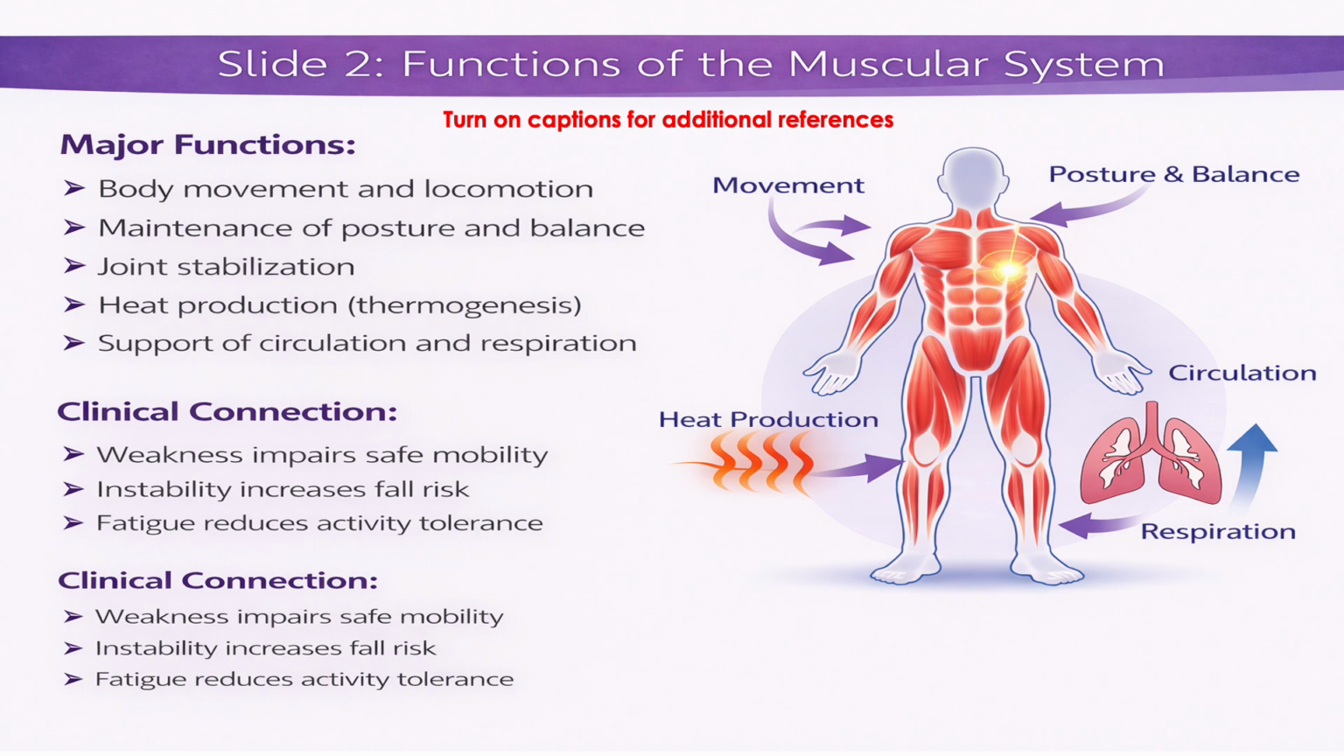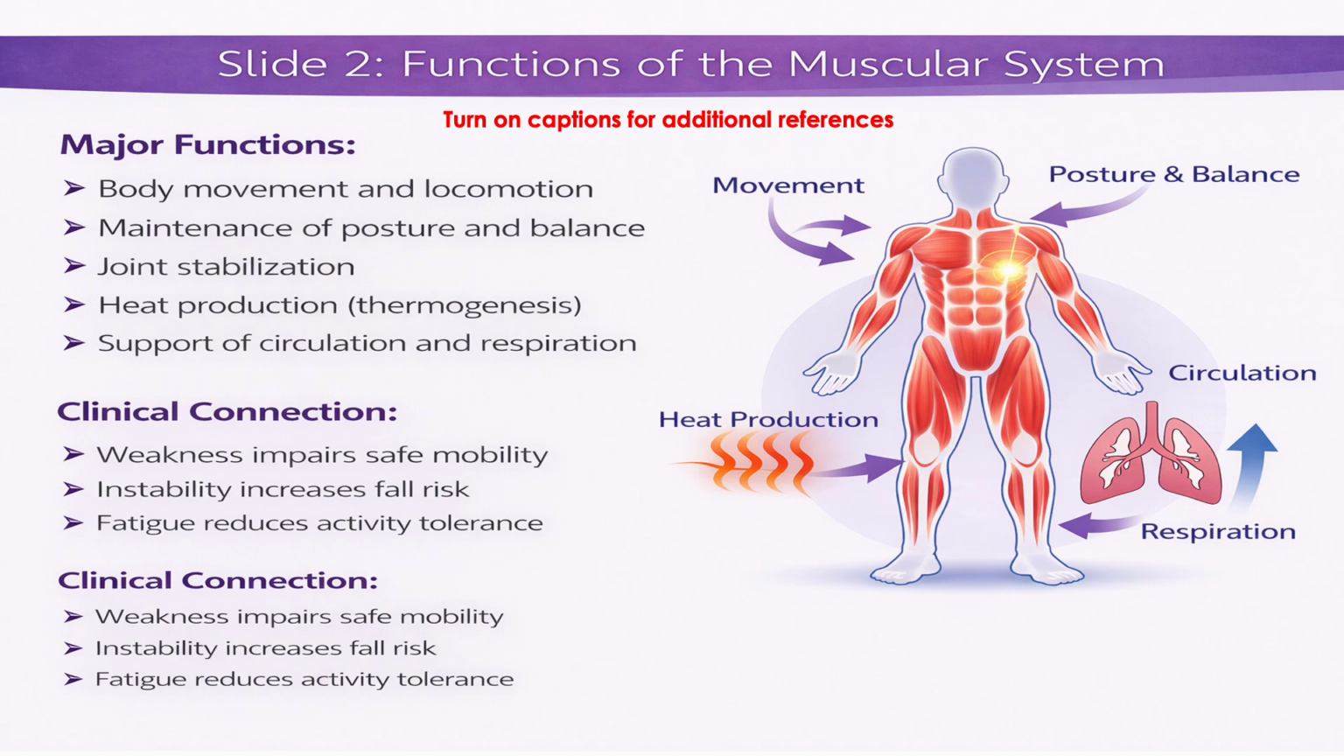The muscular system performs several essential functions that support both movement and physiological stability. Through coordinated skeletal muscle contraction, the body is able to generate controlled movement required for walking, transferring, and performing activities of daily living. In addition to movement, muscles play a critical role in maintaining posture and balance through continuous low-level activity known as muscle tone.